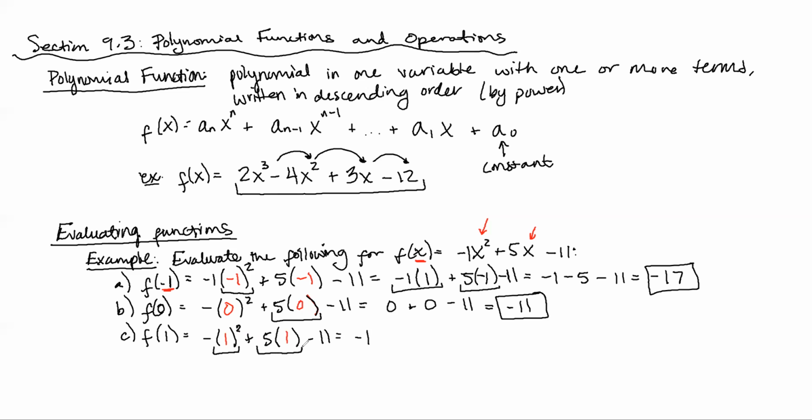And again, I'll go ahead and multiply in this step because it doesn't make a difference if we do it now or later. So plus 5 times 1 is 5 minus 11. And going left to right, -1 plus 5 is 4. And then 4 minus 11 is -7. Okay, so again, that's a little bit of review from what we saw last time. Now let's go ahead and look at operations on functions.